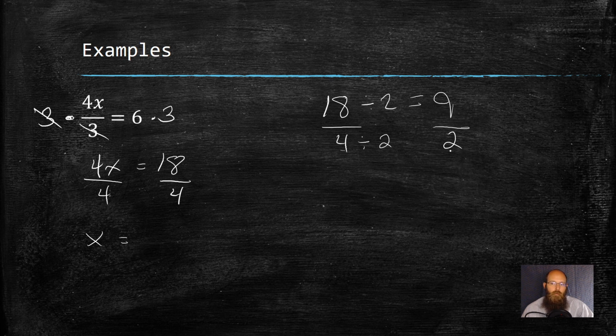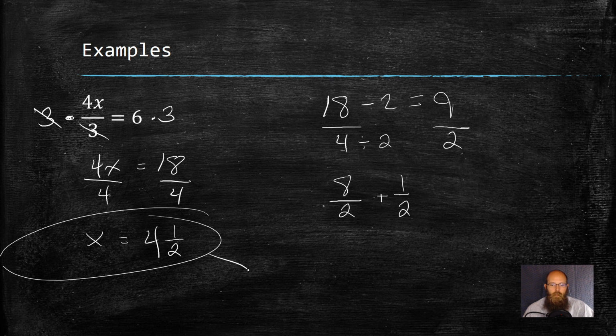Now, how many perfect 2's are there in a 9? Well, 2 times 4 gets me 8. So I have an 8 over 2, and then I still have 1/2 left over, right? Because 8 plus 1 gets me to that 9. So I have 4 and 1/2, because 2 goes into 9 four times, and then there's 1/2 left over. So that's a mixed fraction, and 9/2 is improper.